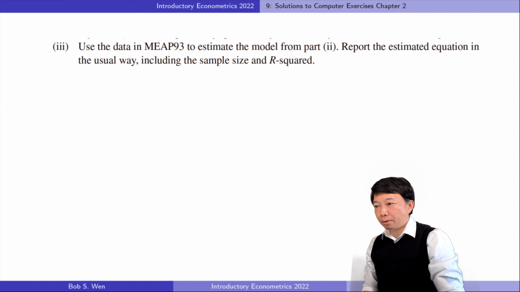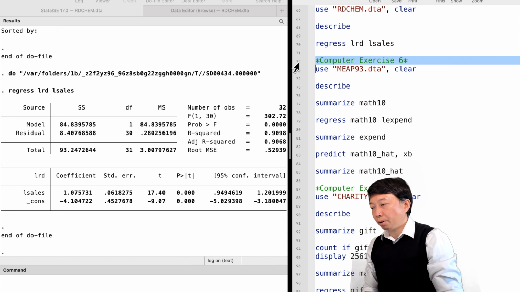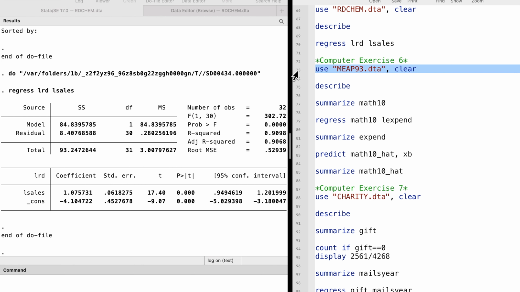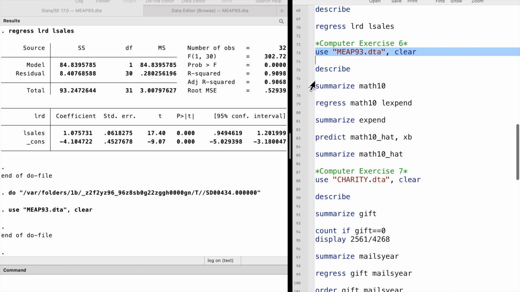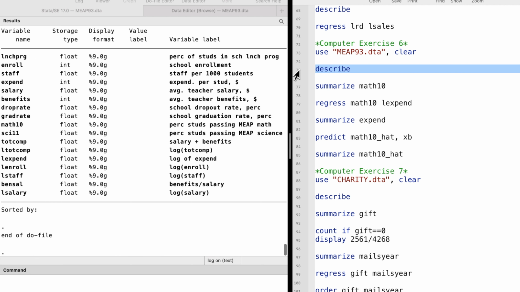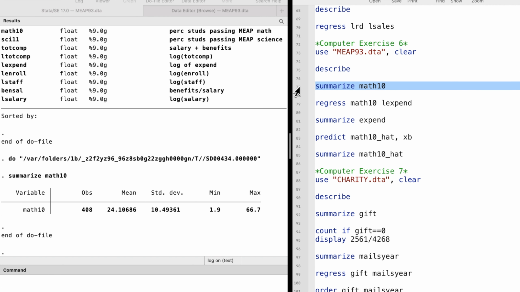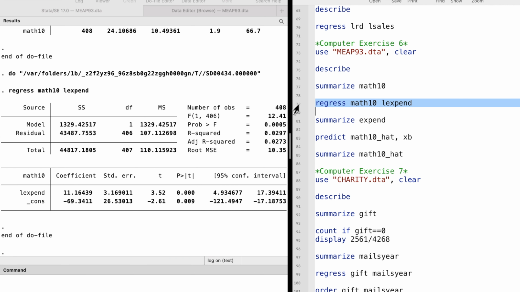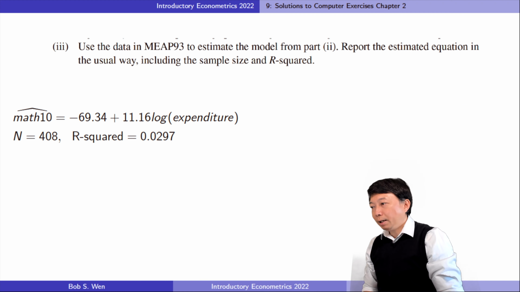We use the dataset MEAP 93 for the third question to estimate the model. The estimated equation is as follows.